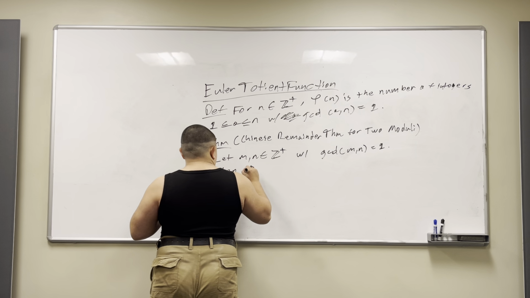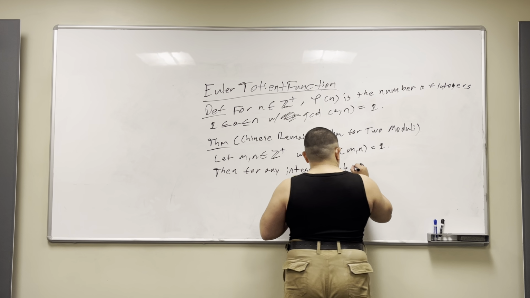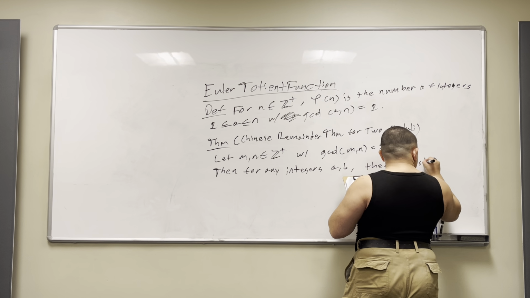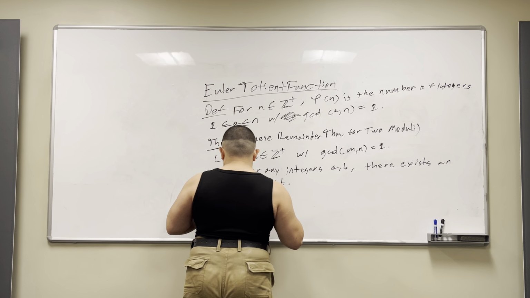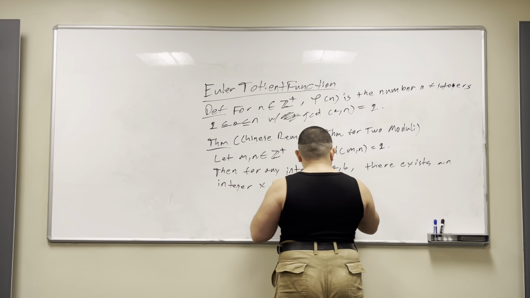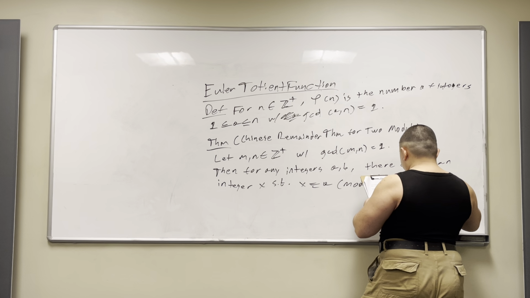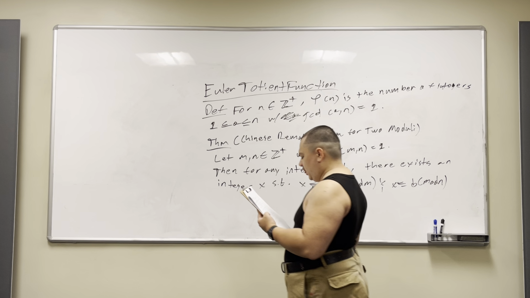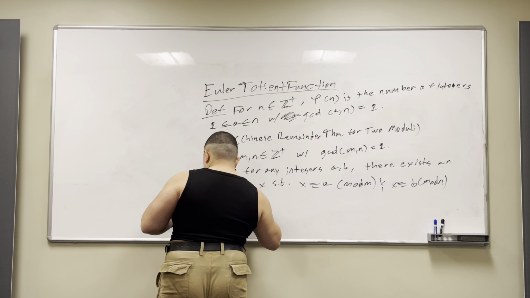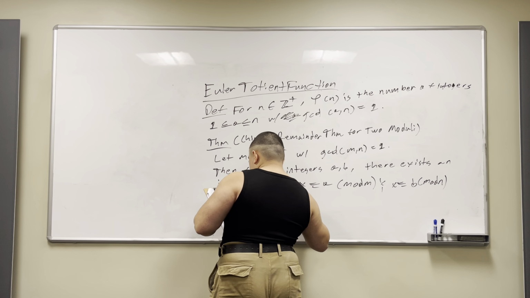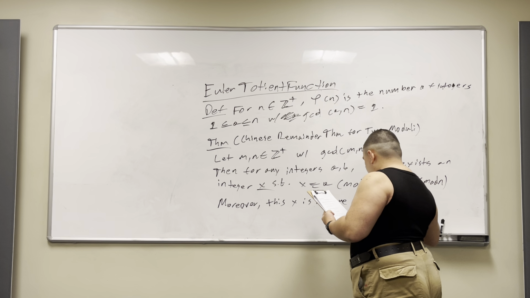For any integers a, b, there exists an integer x such that x is equal to a modulo m, and x is equal to b mod n. Moreover, this x is unique modulo mn.